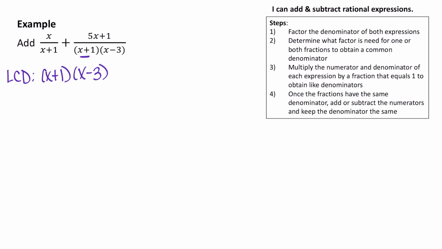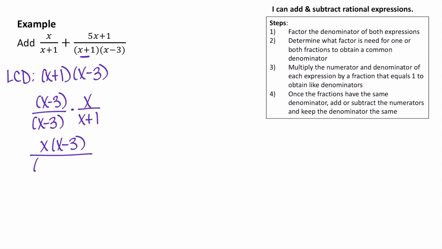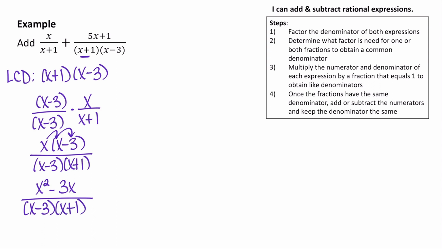So in order to get the first fraction to have that LCD, we need to multiply by x minus 3 over x minus 3. And so that becomes x times x minus 3 over x minus 3 times x plus 1. And we're going to distribute that x. So we have x squared minus 3x over x minus 3 times x plus 1. So now we have our second fraction. The nice thing is it already has the common denominator, so we can just go ahead and combine it. We don't need to multiply by anything, so we can just combine it with this expression.